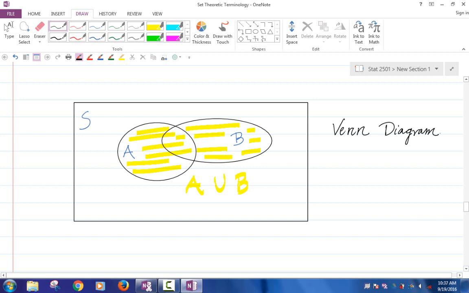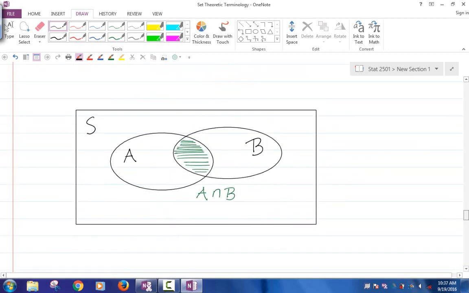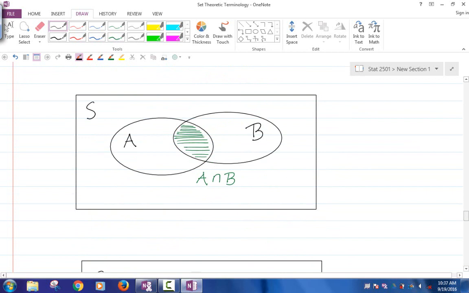So A union B is that yellow color? Can I say that yellow? Maybe. Okay. A union B is basically the yellow region, right? It is the set of all points within A and the set of all points within B put together, right? How about the intersection of A and B? The intersection of A and B can be expressed in this way, right? The intersection of A and B here is the green region, the region where A and B overlap. Okay?